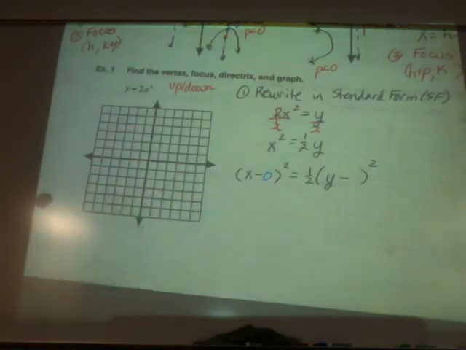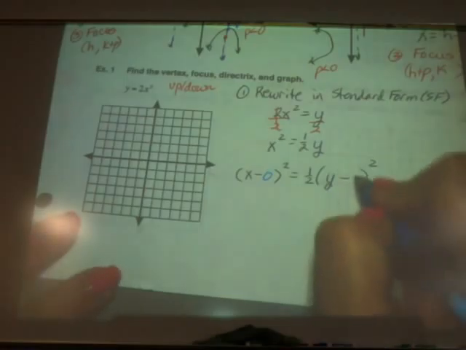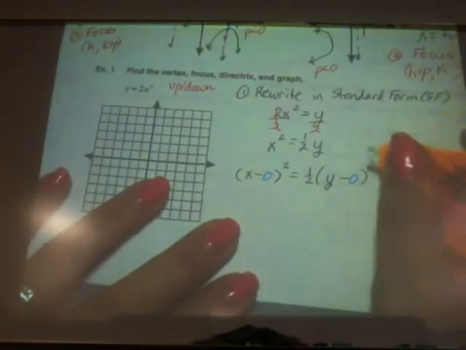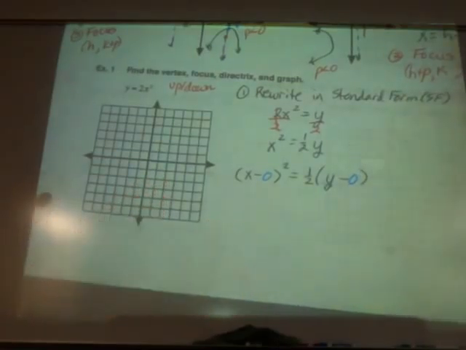True or false? Yep. Same thing over here, wouldn't you agree that that's y minus 0 squared? And if I did y minus 0, that'd be y. Oh, I don't need squared. Whoopsie. That's a way, right? I can't have both of them squared. If they're both squared, what is it? Yeah, it's a circle. Oops.